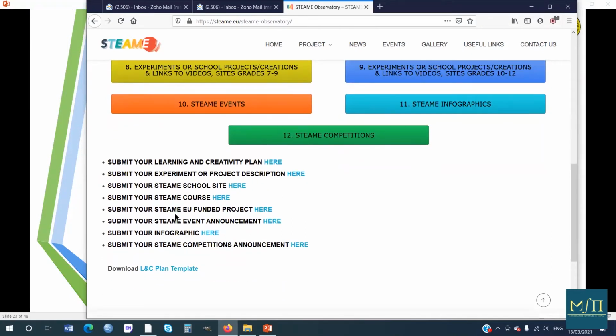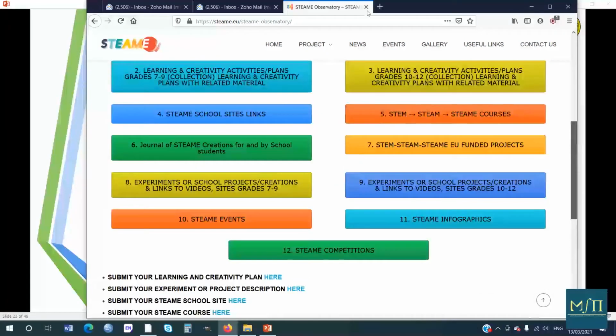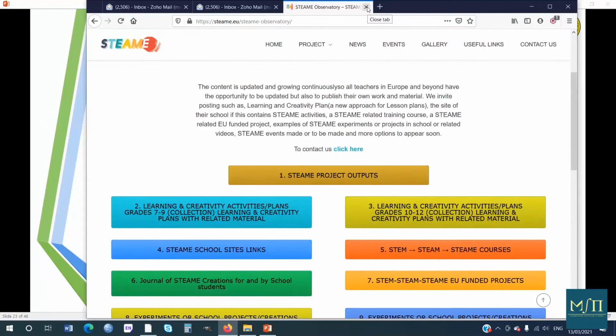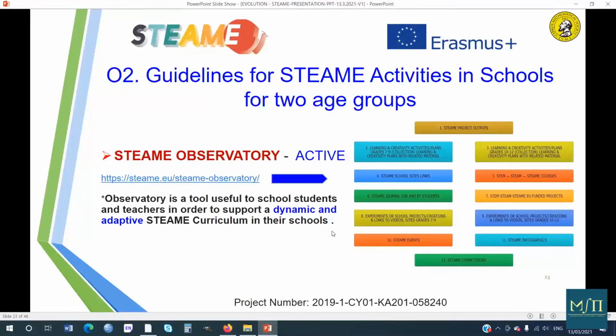And if any teacher wants to submit material related to this observatory, this observatory will be collecting a lot of material that can be shared by students and teachers. So that's the idea. The European Union is giving money to develop things that can be open and shared. So I'm closing this now, and this is accessible to you. Let me go back to the PowerPoint.